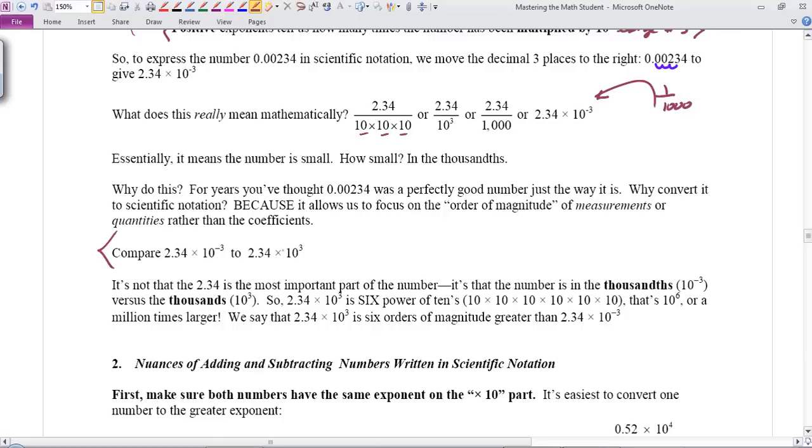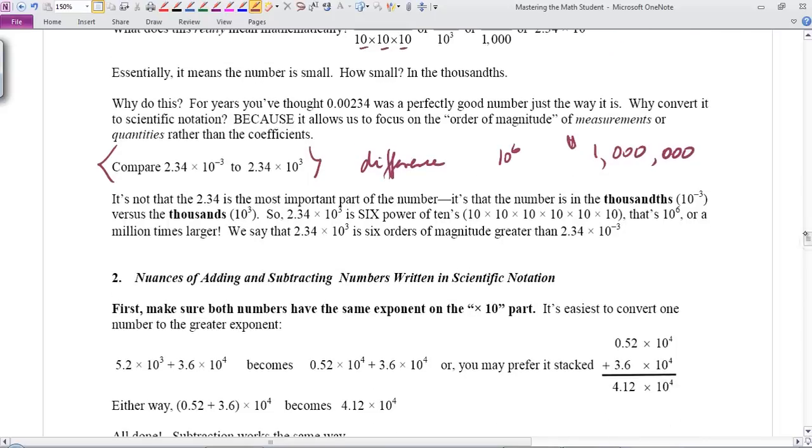And that's what this is asking you to do, to make that comparison. The difference in those two exponents, minus 3 to 3, is 10 to the 6, which is a 1 with 6 zeros behind it, which you know as a million. And one day you hope to put a dollar sign in front of that, don't you? All right, so why do we do this again?